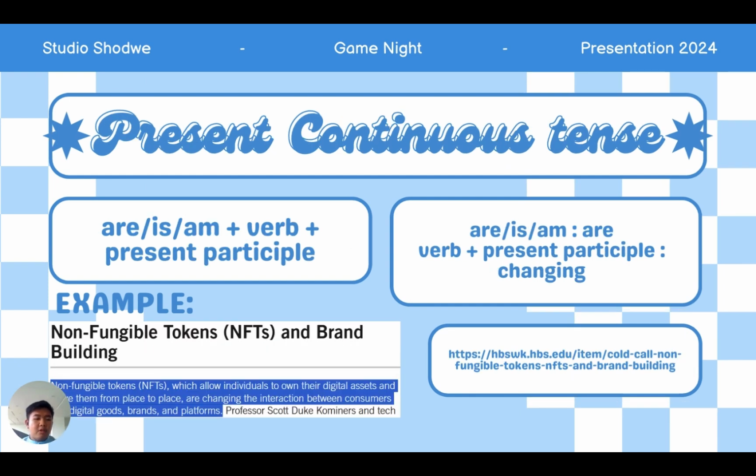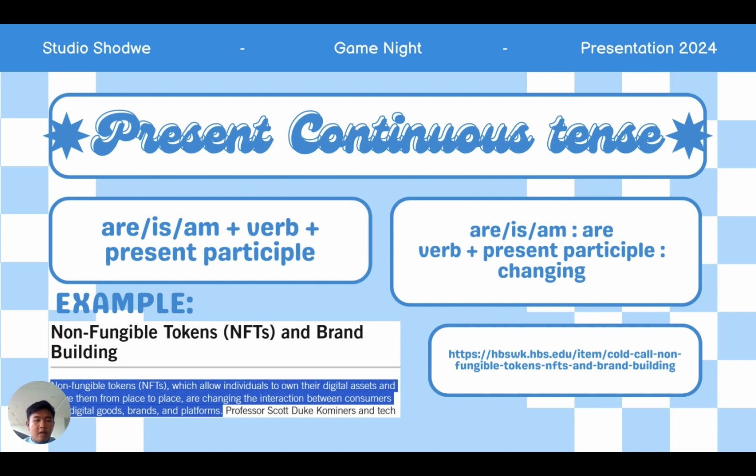Next, we continue to the present continuous tense. Present continuous tense is used to show that an ongoing action is happening now, either at the moment of speech or now in a larger sense. The present continuous can also be used to show that an action is going to take place in the near future. The formula is are, is or am plus verb plus present participle.